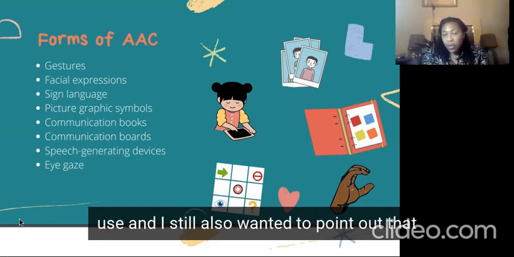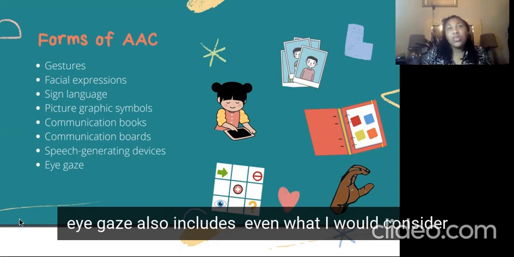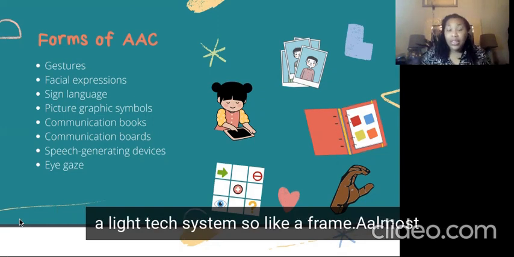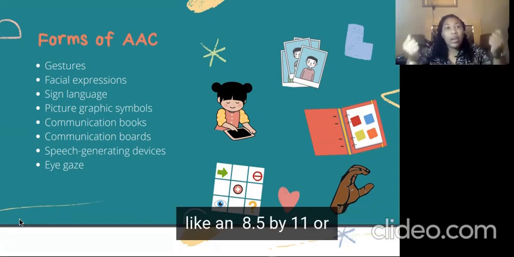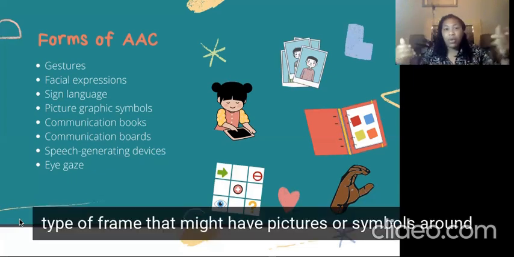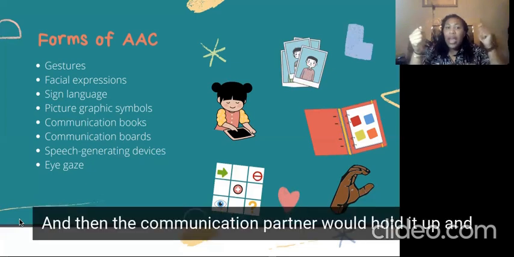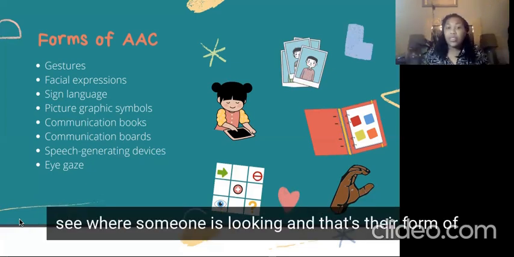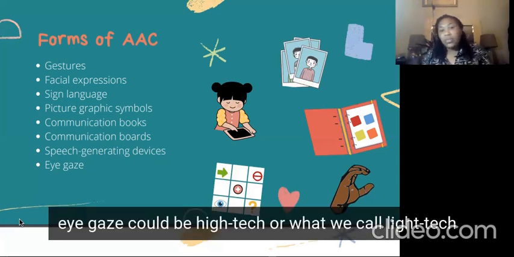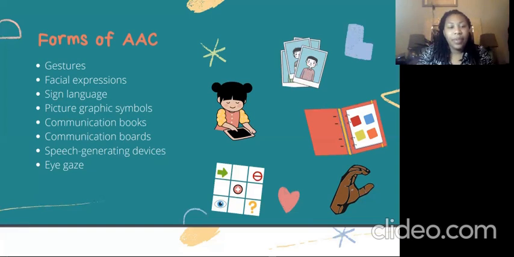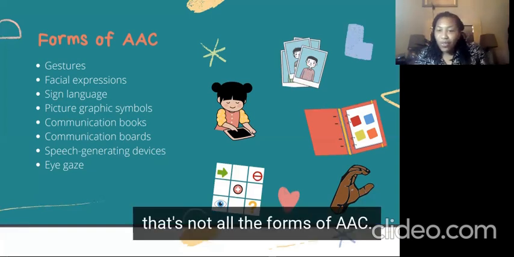I also wanted to point out that eye gaze includes even what I would consider a light text system. Like a frame, almost like an 8.5 by 11 or slightly bigger frame that might have pictures or symbols around it. And then the communication partner would hold it up and see where someone is looking, and that's their form of communication. So eye gaze could be high tech or what we call light tech or low tech. And again, that's not all the forms of AAC.